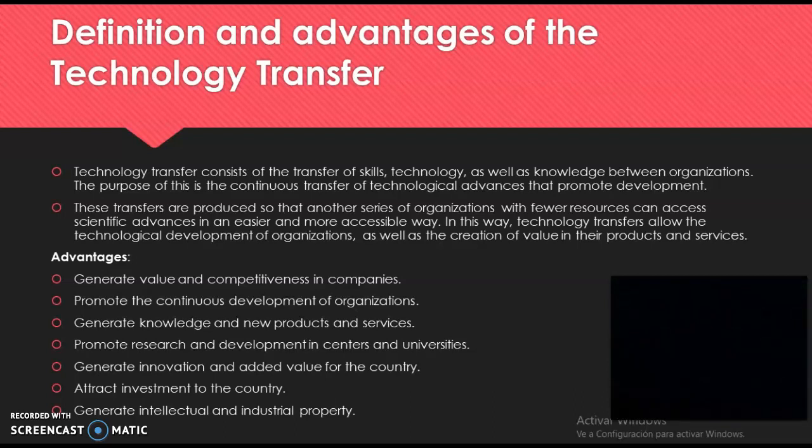The definitions and advantages of the technology transfer model. Technology transfer consists in the transfer of skill, technology, as well as knowledge between organizations. The purpose is the continuous transfer of technological advances that promote development. These transfers are produced so that another series of organizations with fewer resources can access scientific advances in an easier and more accessible way. In this way, technology transfers allow the technological development of organizations as well as the creation of value in their products and services.